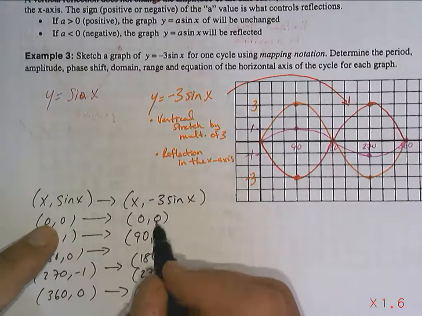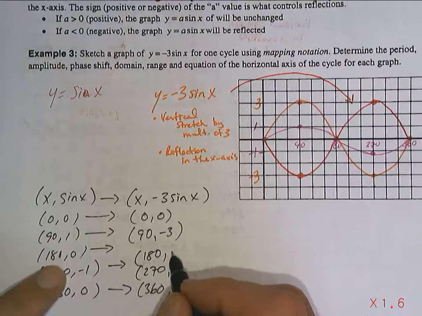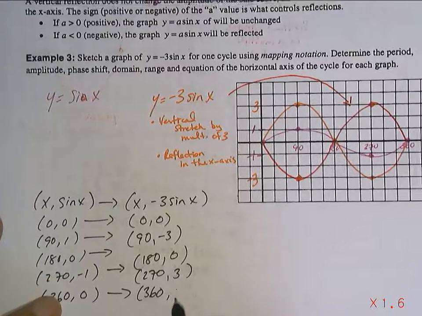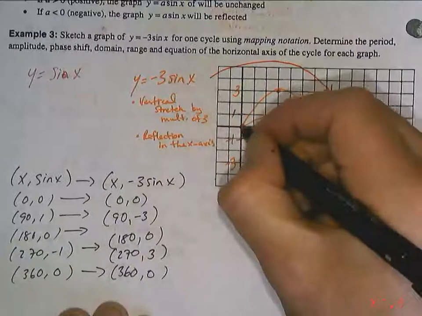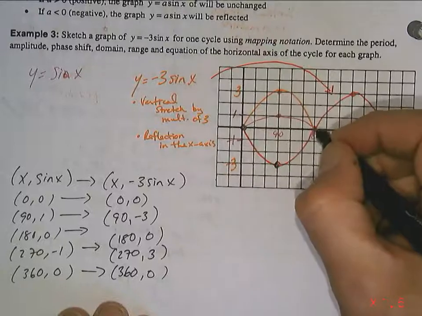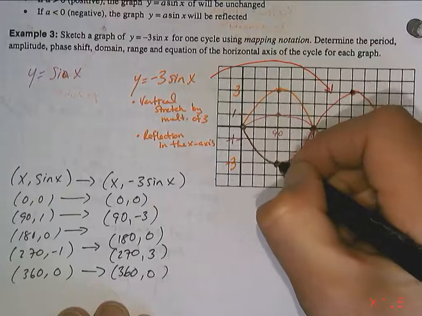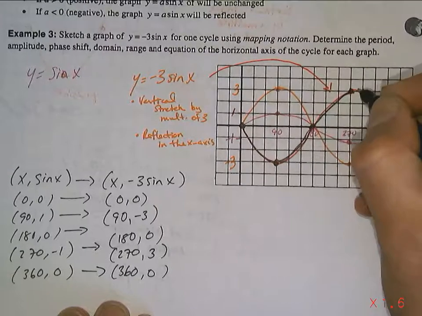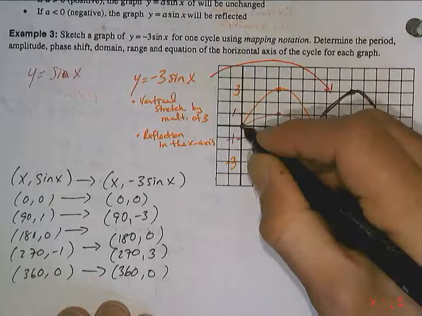Well, 0 times -3 is 0. 1 times -3 is -3. 0 times -3 is 0. -1 times -3 is +3. And finally 0. So if I go and plot those points, I get this point, I get this point, I get this point, I get this point, I get this point. I connect them. And guess what? I get the final curve with no other interference from any other curves.